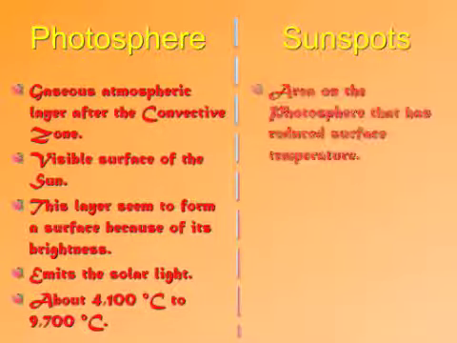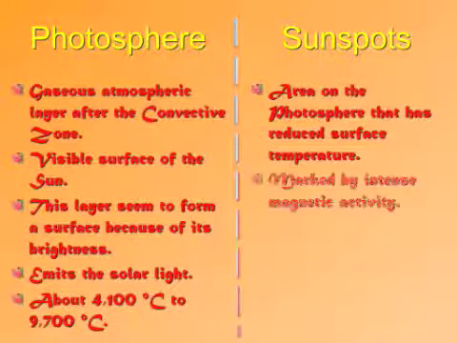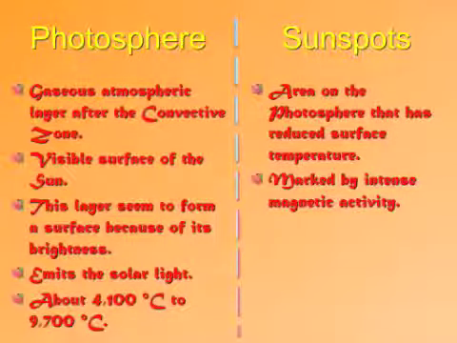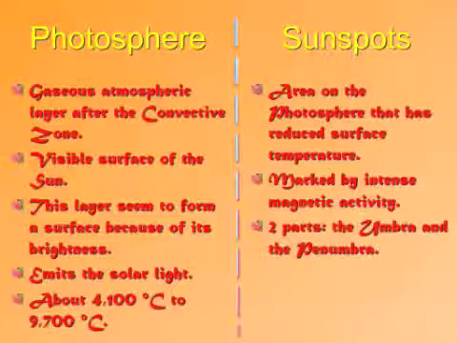Sunspots. Sunspots are dark spots on the photosphere that have reduced surface temperature. They are marked by intense magnetic activity. The sunspots have two parts, the umbra and the penumbra. Basically, the umbra is the darker, center portion of the sunspot, and the penumbra is the hotter, outer part of the sunspot. The sunspots usually last for 30 days.